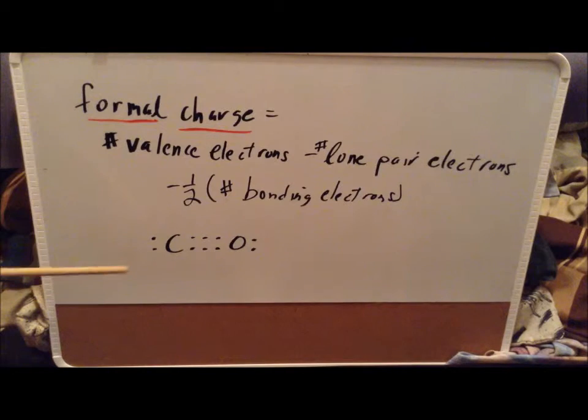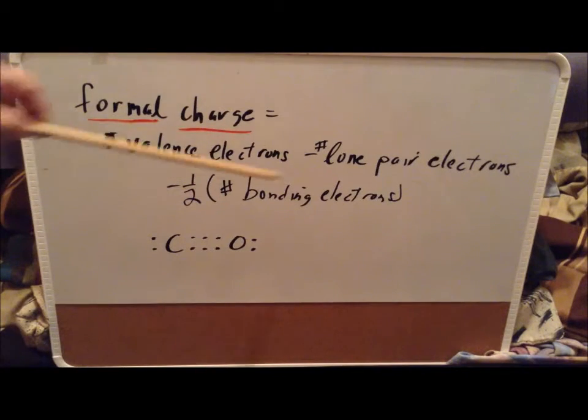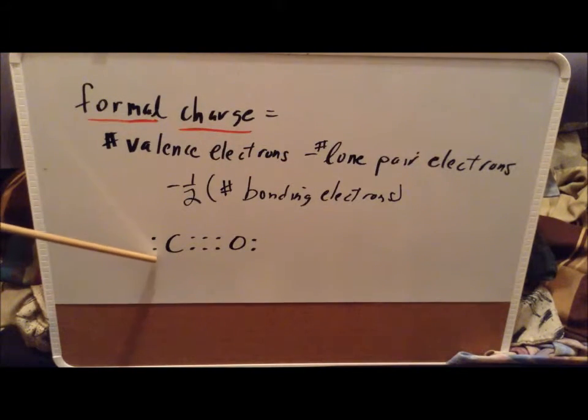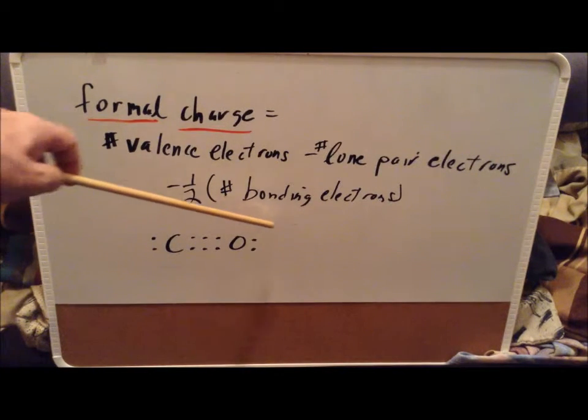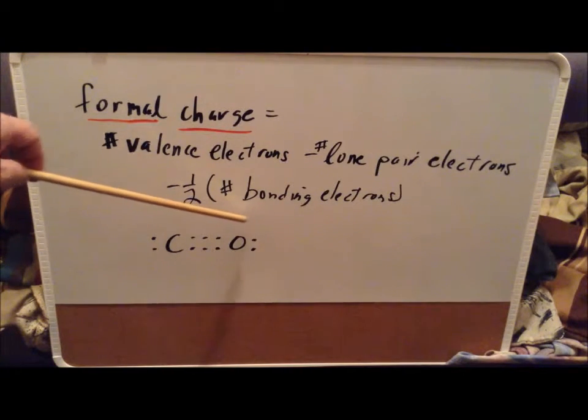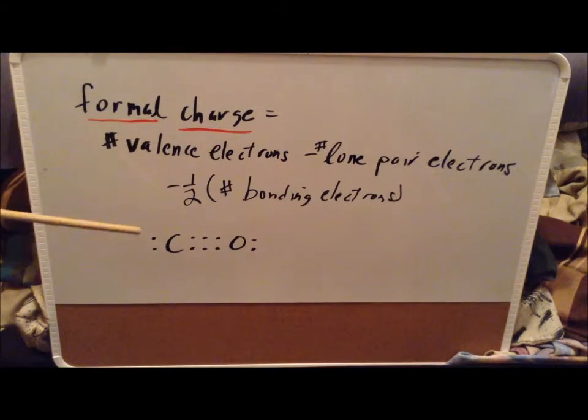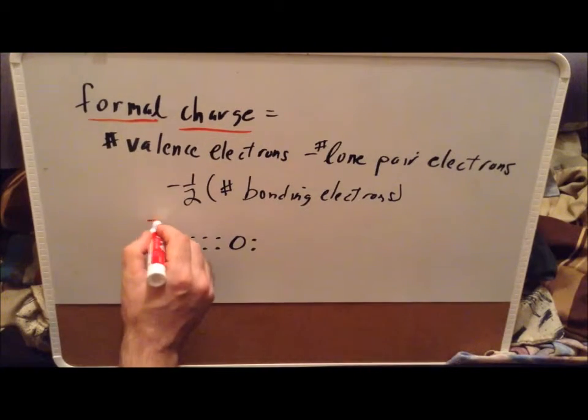We have 4 valence electrons on carbon, and there are 2 lone pair electrons here. We have 6 bonding electrons, so 1/2 of 6 is 3. To compute the formal charge, we start with the number of valence electrons for carbon, which is 4. We subtract the number of lone pair electrons, which is 2, so we have 4 minus 2. We're left with 2. And then we subtract from that 1/2 the number of bonding electrons. So that's minus 1/2 of 6, or 3. So we're left with a formal charge on carbon of a minus 1. So we end up with a minus 1 formal charge on carbon in carbon monoxide.